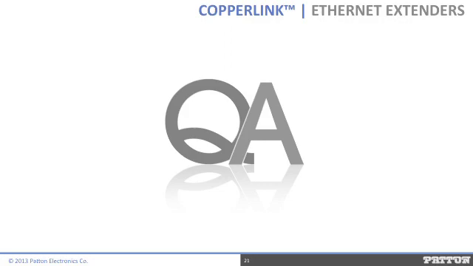Ed, it looks like the first two questions are for you. Both of these questions are referring to the Maryland State Highways installation of the CopperLink MD solution. Ed, how did the installation go? With the help of some of the Patton engineers that came out, the installation went seamlessly. It was easy to set up. The data flow was even better than we expected, and everything worked great, and we're looking forward to a good relationship.